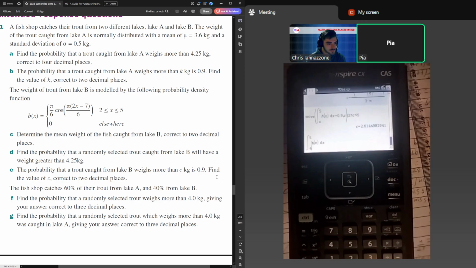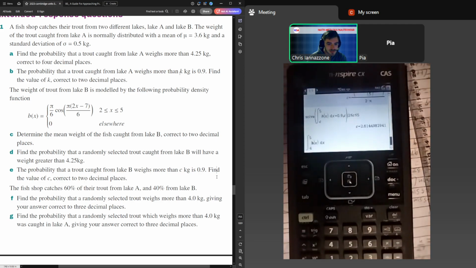Would it be 40%? Yeah, that's it. 40%, because Lake B is depicted by the integral. So we're going to be using 40% on this. Now the next follow-on question is, where does 40% make an appearance in this particular function? Or just anywhere on this integral, really?